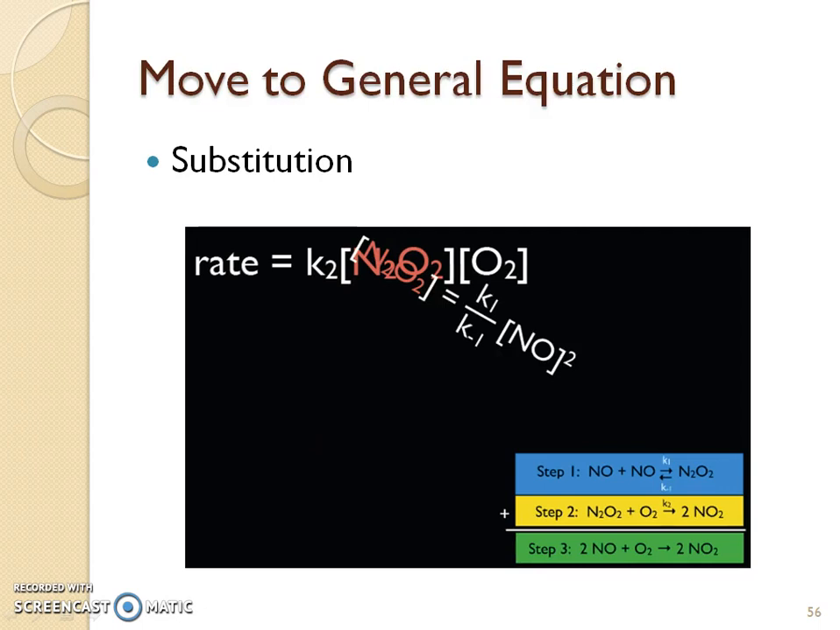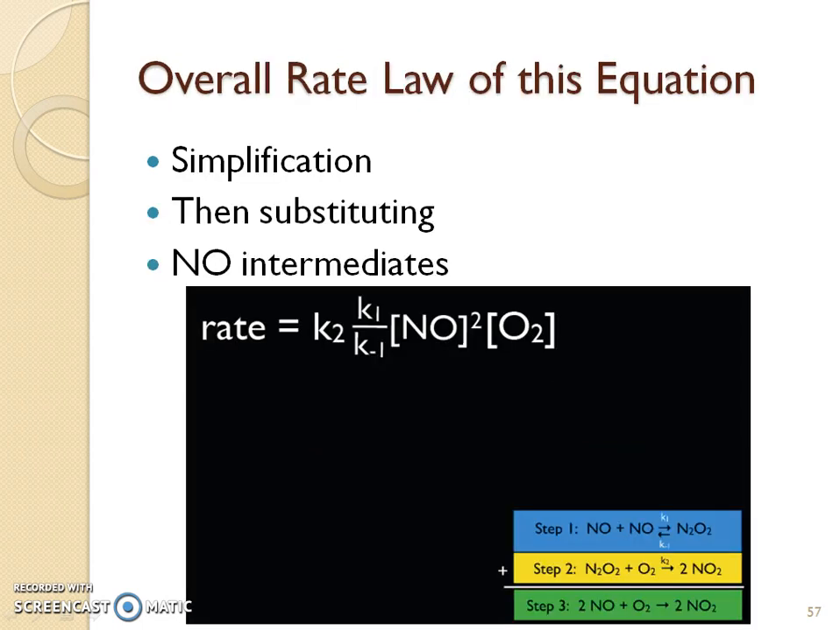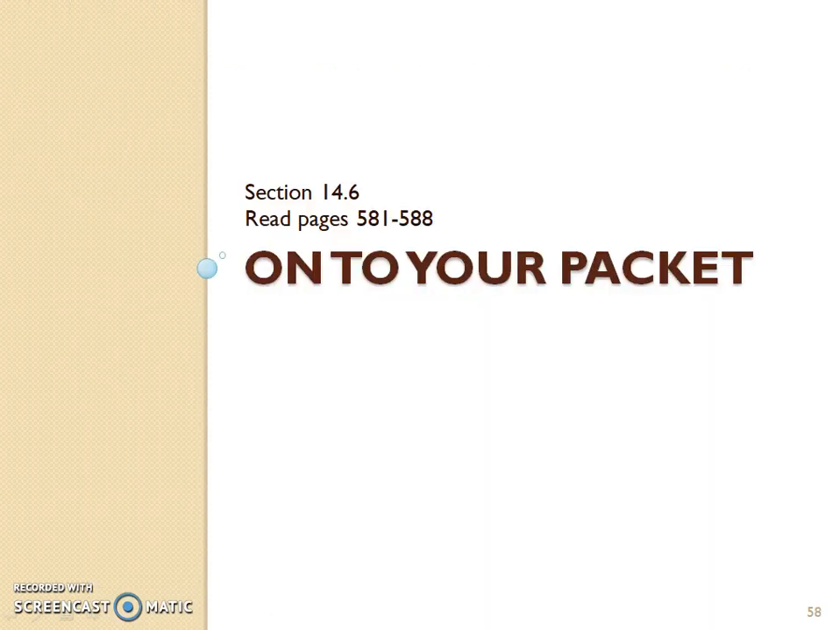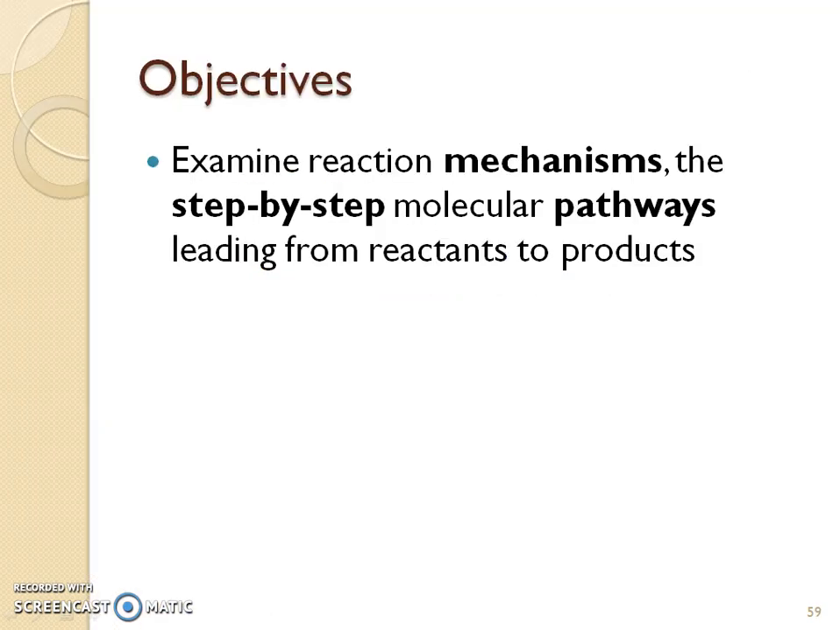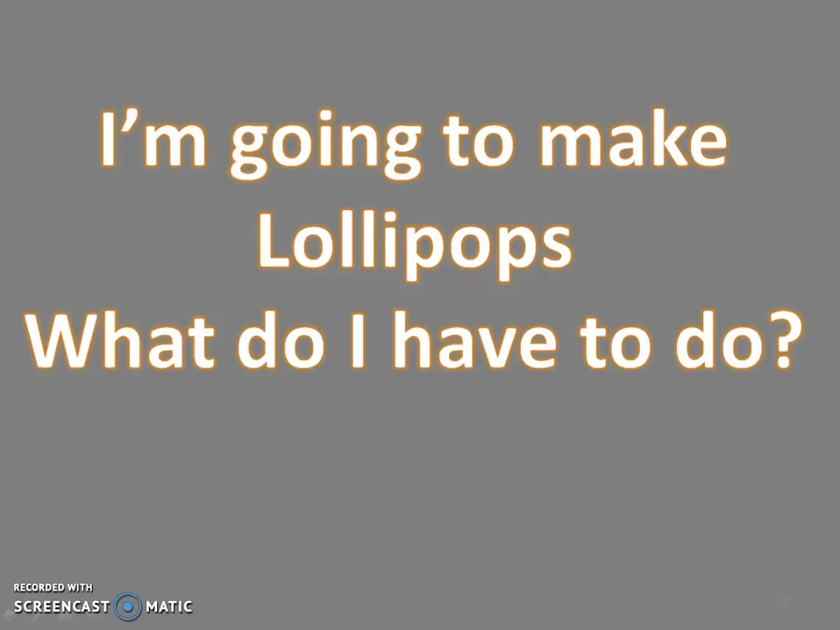So we talked about this general equation and how that overall rate law of this equation can be simplified and substituted, and again, there's no intermediates. So on to your packet notes. In this section, you're going to examine these reaction mechanisms, the step-by-step pathway leading these reactants to products.